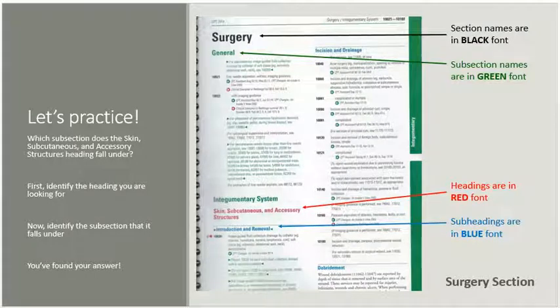So in order to find that, we would need to find the nearest subsection that occurred before the heading that we're looking for. So we know that subsections are green. So which is the nearest subsection to the heading that we're looking for, that occurs before the heading that we're looking for? In our case, we see that it is the integumentary system. We have found our answer because this is the subsection that the skin, subcutaneous, and accessory structures heading falls under.